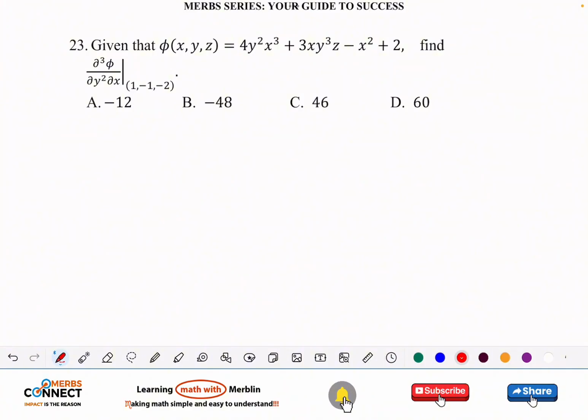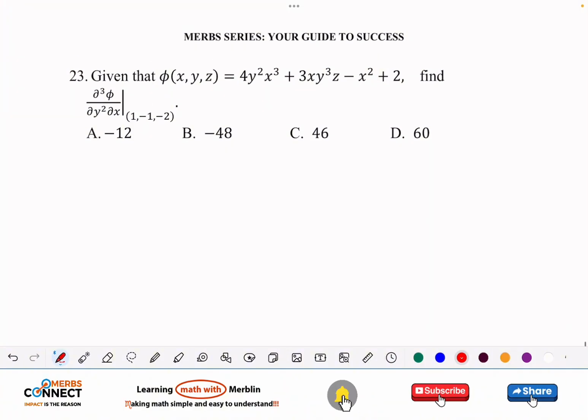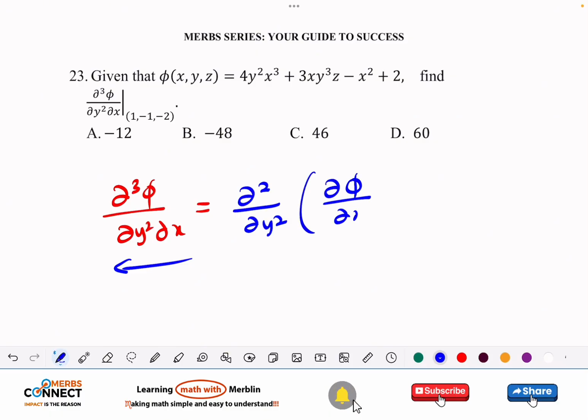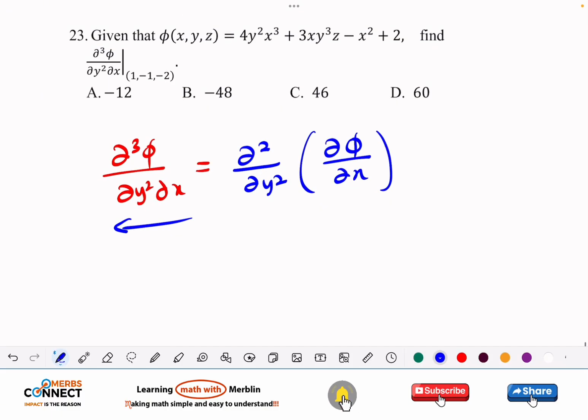Let's look at 23. So 23, we want to find the partial differentiation y squared and x. So this one, when you are doing this differentiation, this is how you start. You start from this, right? So you start from x and move towards y. So first, x is 1, so you are going to have partial squared of this divided by y squared in brackets, partial of this with respect to x. So this is how we can write it.